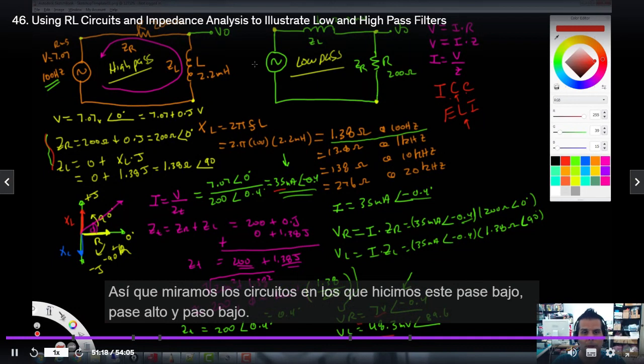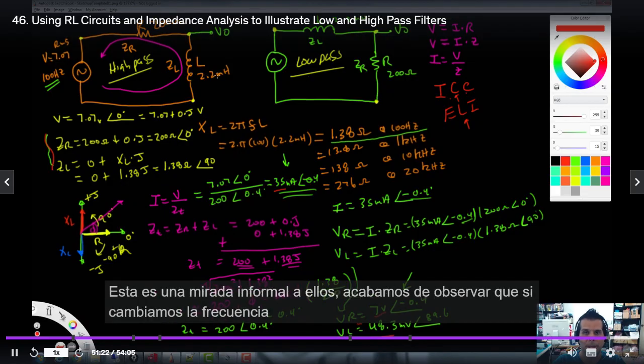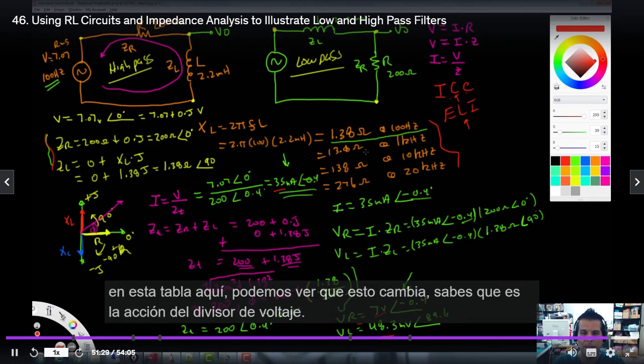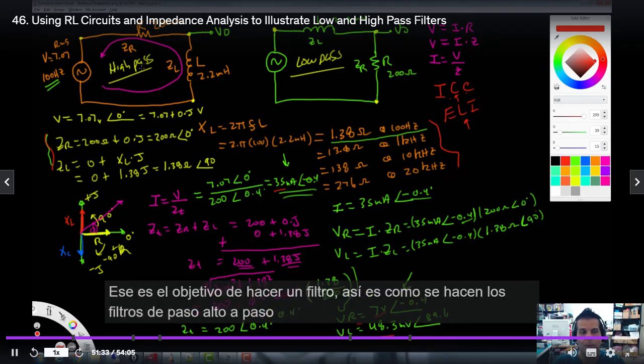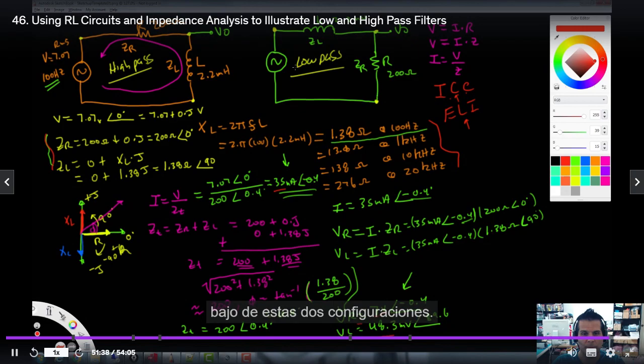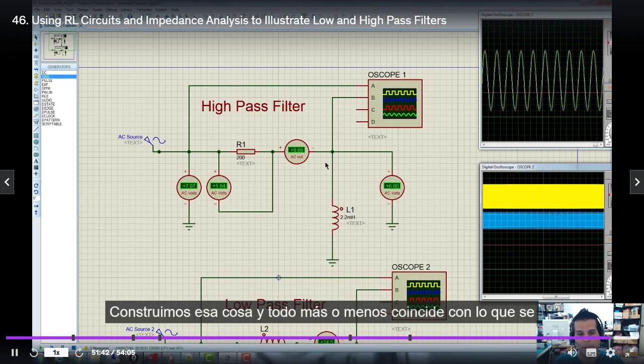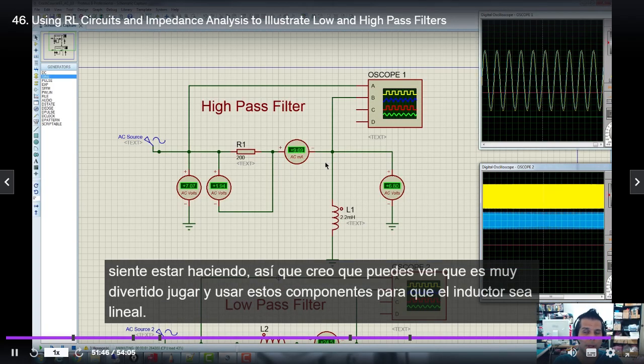So we looked at the RL circuits. We did this low pass, high pass, and low pass. This is an informal look at them. We observed that if we change the frequency in this table right here, then we can see that this thing changes its voltage divider action. That's the whole point of making a filter. That's how filters are made. So high pass and low pass have these two configurations. We did the math for a single example. We did the simulation. We built the thing, and everything more or less is matching what it's supposed to be doing. So I think you can see these are a lot of fun to play with, using these components.